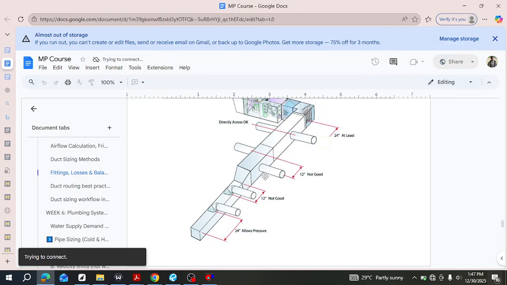It's also not good when you are taking a branch close to a change in direction or a change in transition. Basically you should try to reduce the complexity of the air travel paths. Just make it as easy as possible for the air to travel. So fewer branches is better, except you don't have a choice. Fewer branches is better, right?